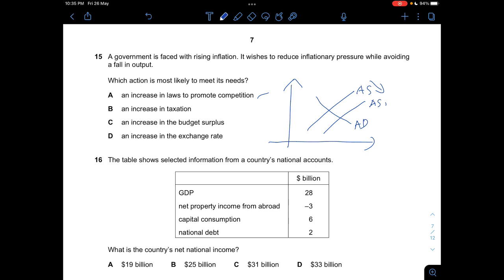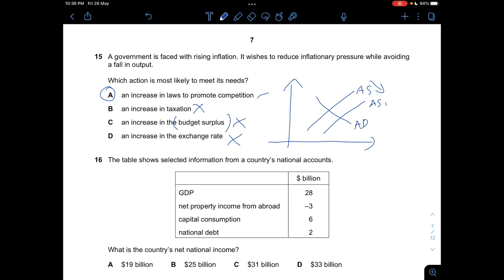B, it says an increase in taxation. If there's an increase in taxation, your AD curve would then shift to the left, so not correct. C, it says an increase in the budget surplus, which means that your revenue is more than your expenditure, budget surplus. That means your AD curve would then shift to the left, so it's also not correct. And D, it says an increase in exchange rate, which will also shift the AD curve to the left, which is not correct. So answer is A.